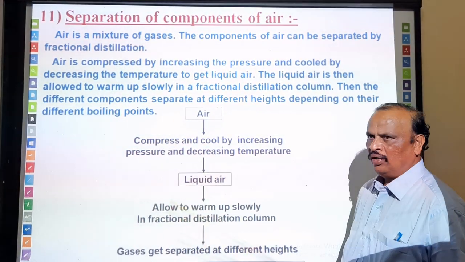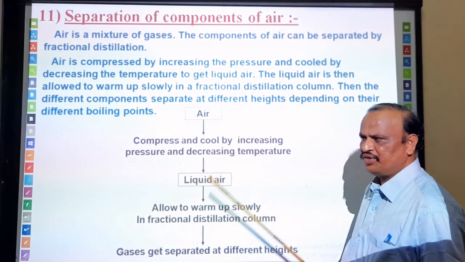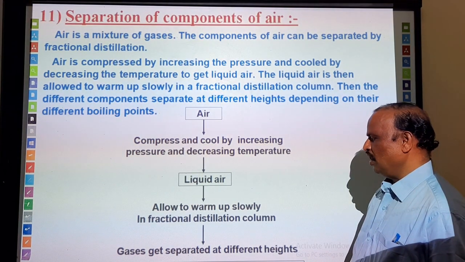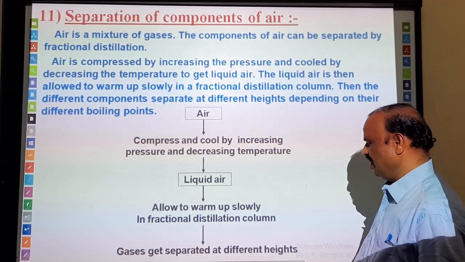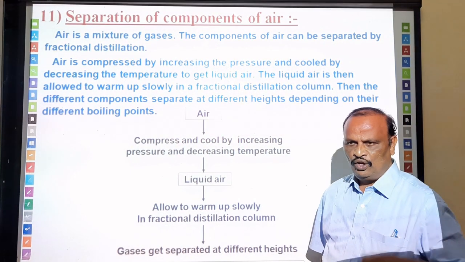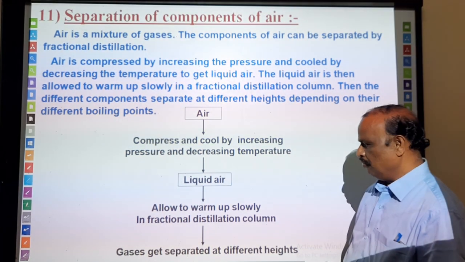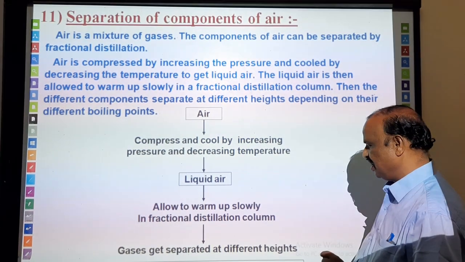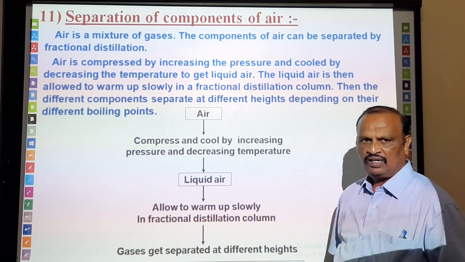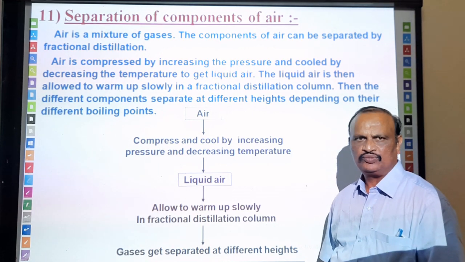Cooled below the boiling temperature of all the components which are present. For example, the boiling point of oxygen is minus 183, argon is minus 186, and nitrogen is minus 196. Below that temperature they are going to be cooled.